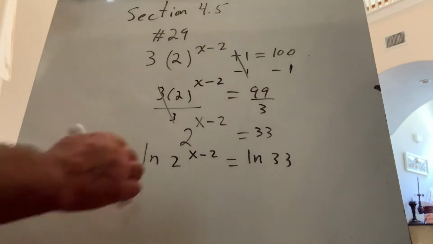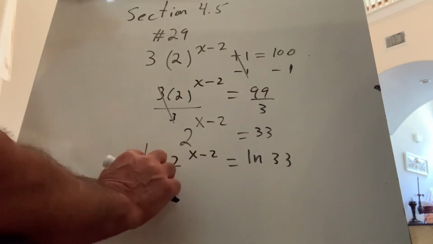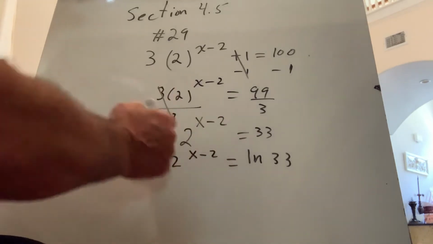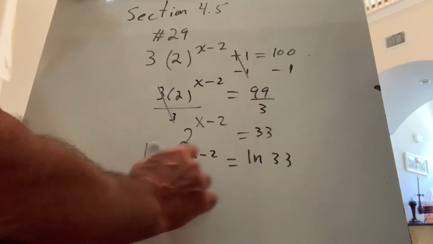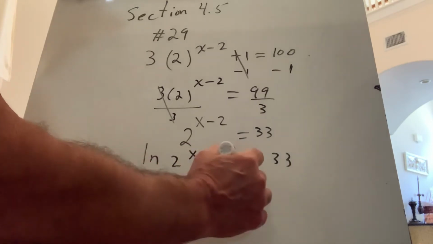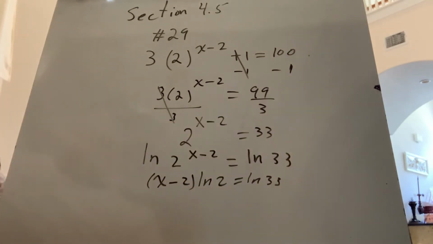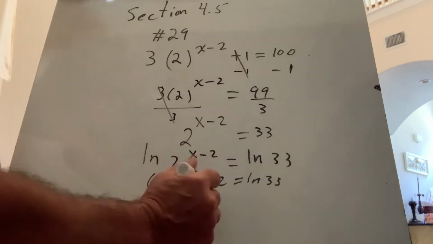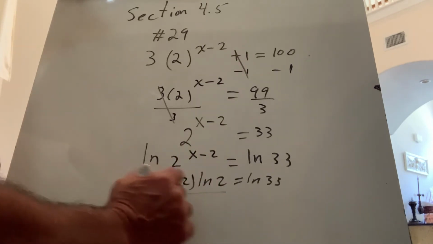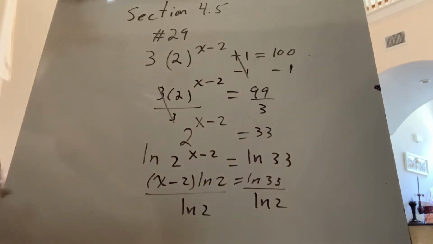The reason why we do that, remember the power property from section 4.3, is anytime you have log of something to a power, the power can go to the front. So that really turned into x minus 2 times natural log of 2 equals natural log of 33. Now we're going to remove the natural log of 2 so we can isolate the x term. So we'll divide both sides by natural log of 2, also known as ln of 2. Now those cancel.